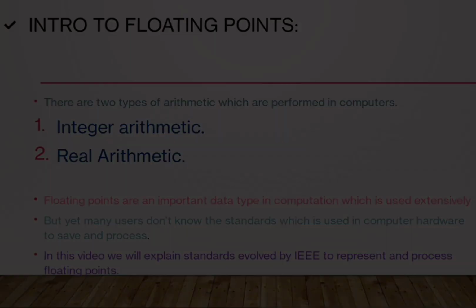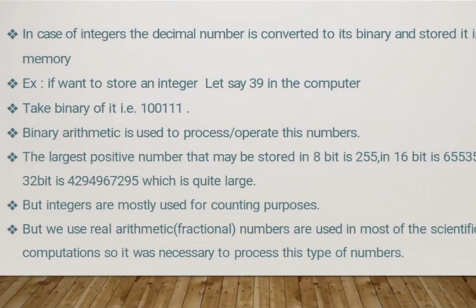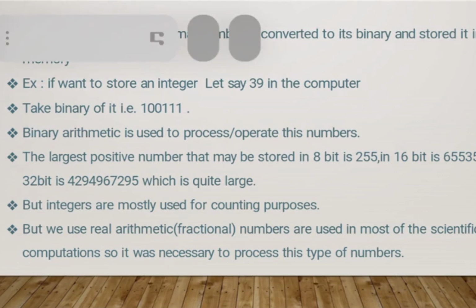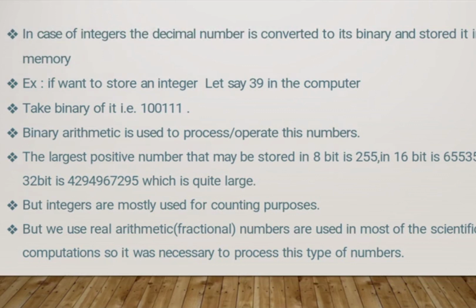So let's see it. Integer: the decimal number is converted to its binary and stored in the memory. For example, if you want to store an integer, let's say 39, in the computer, we take the binary of it, that is 100111, and in binary the bit values are 32, 16, 8, 4, 2, 1. So that will be 32 plus 4 plus 2 plus 1, that is 32 plus 7, which will at last be 39. So this is how you store a decimal digit in binary language.